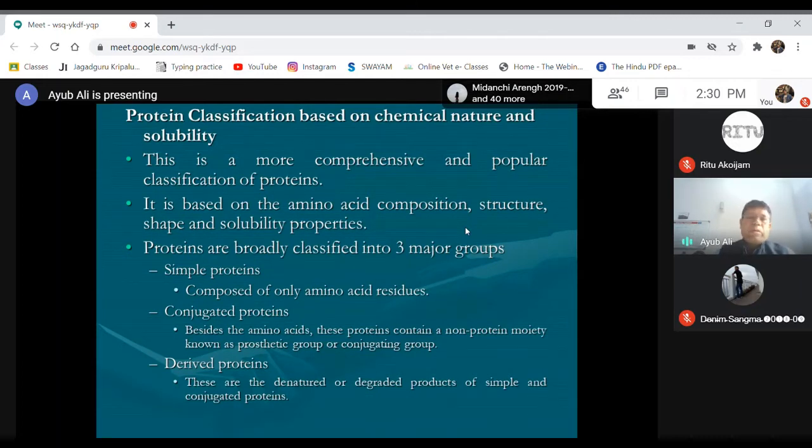One is the simple proteins, composed of only amino acid residues. Next is the conjugated proteins, which contain some other additional groups in addition to the amino acids. Besides the amino acids, these proteins contain a non-protein moiety, known as prosthetic group or the conjugating group. Additional groups means the groups other than the amino acids. The third one is the derived proteins. So these are the denatured.